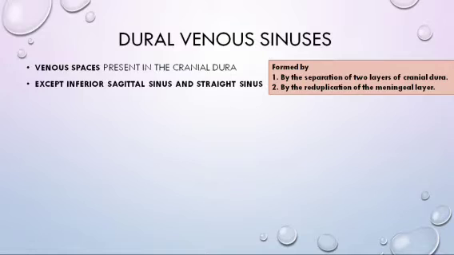Muscles, ma'am. Muscles are there. Good. Elastic, so muscles are there, collagen fibers are there, then elastic fibers are there. Vasa vasorum is there? Yes, it is there. Okay. Now we will see what is the difference between the veins and the dural venous sinus.